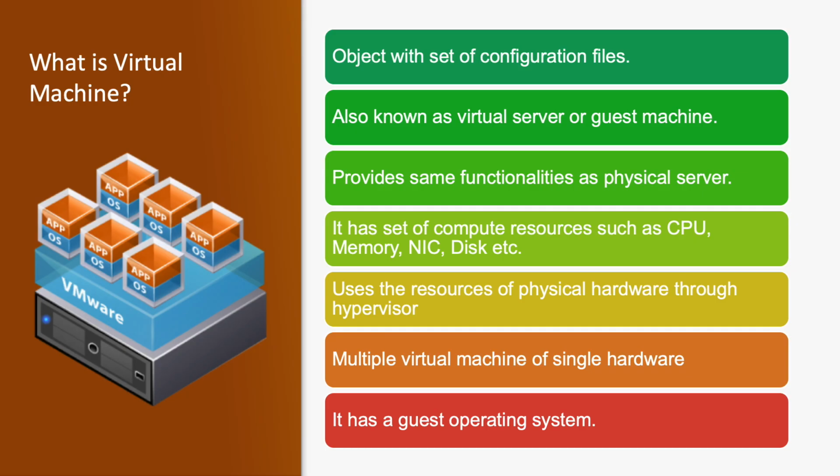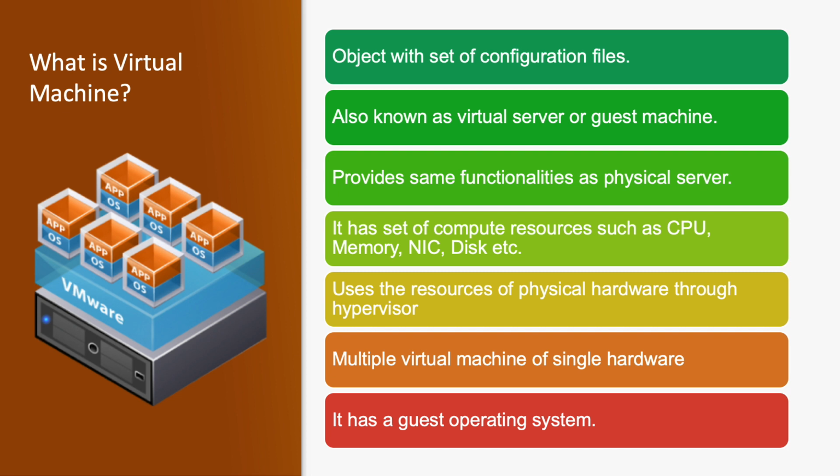What is virtual machine? Virtual machine is an object with a set of configuration files. It has multiple files and it is also known as virtual server or guest machine. It provides same functionality as a physical server. In a traditional IT data center, you had physical server, desktop machines or laptops. In a software-defined data center, you have virtual server, and that virtual server is made up of virtual machine.